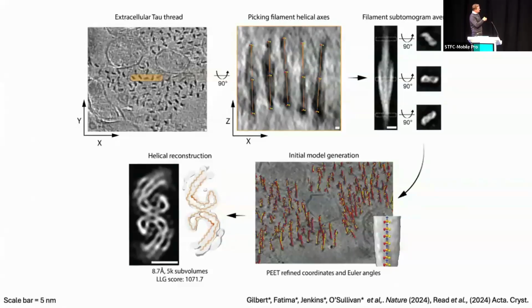And to try and objectively validate the quality of this map, we used Phoenix EM Place Local, developed by Randy Read and co-authors, to quantitatively score the fit of the paired helical filament atomic model into the subtomogram averaged half maps. And it's generated an LLG score of over 1,000, which is highly significant.